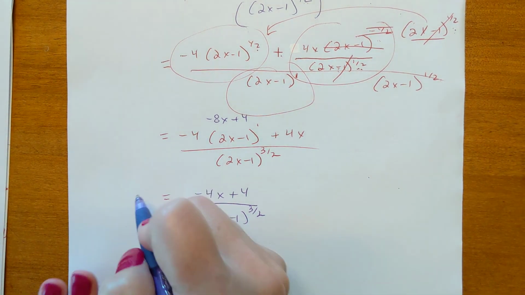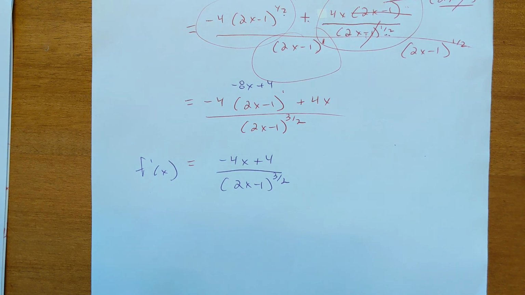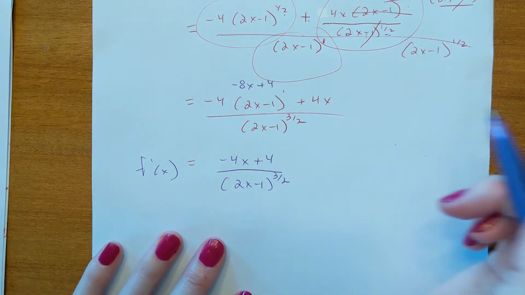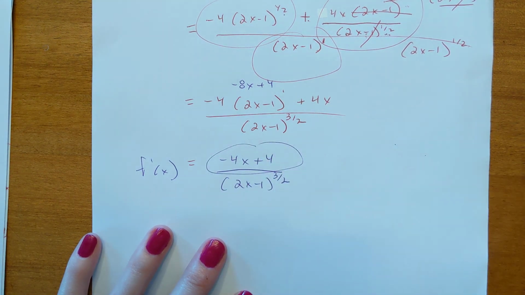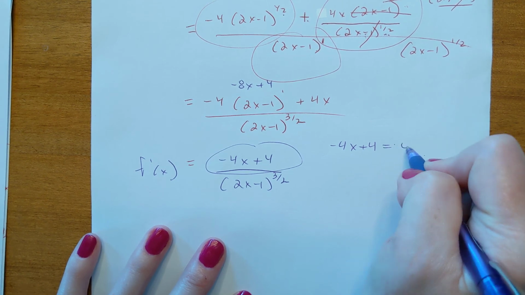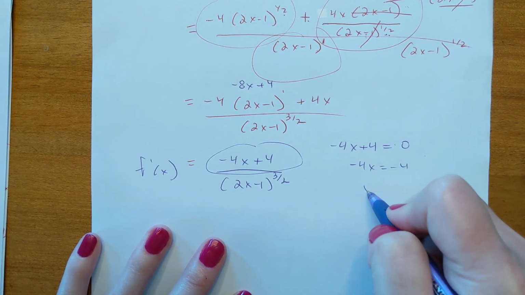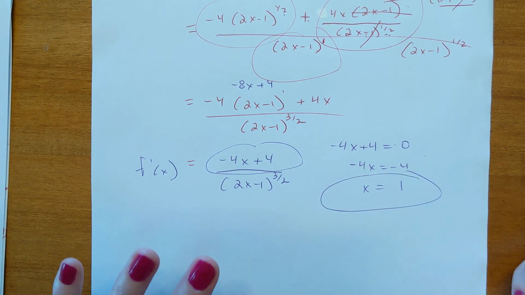Again, the whole point of this, and the reason I had to clean it up, is because we want to see where it's equal to 0, and you can't really see where it's equal to 0 until you clean it up. And where it's equal to 0 is when the top is 0. So when is negative 4x plus 4 equal to 0? Move the 4 over, so that makes that negative 4, and then you get x is equal to 1.